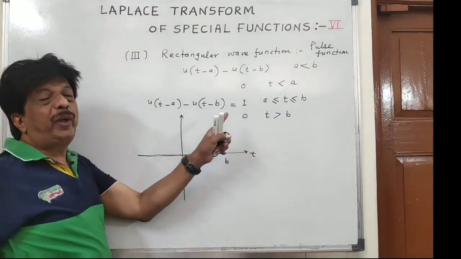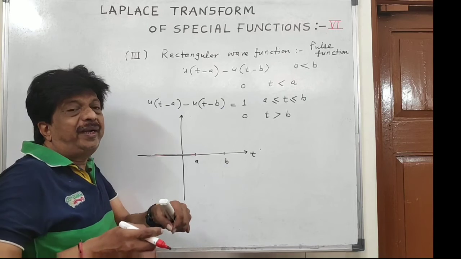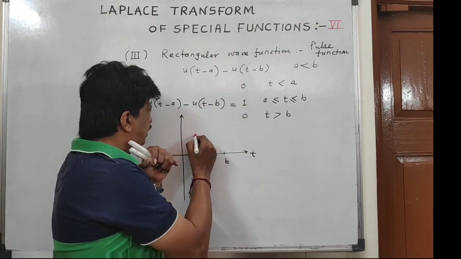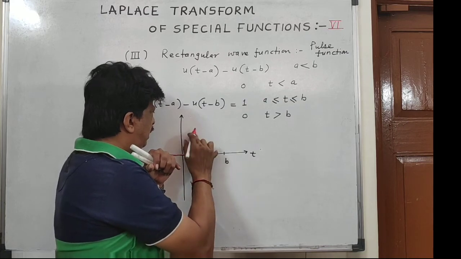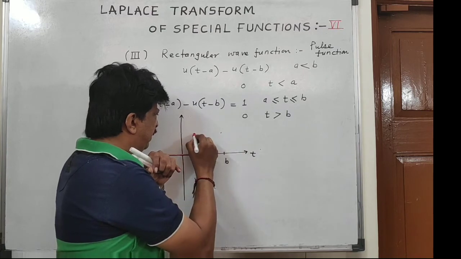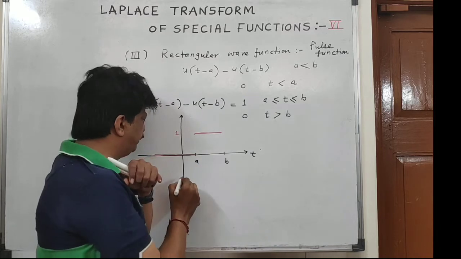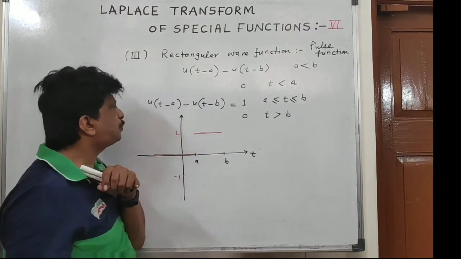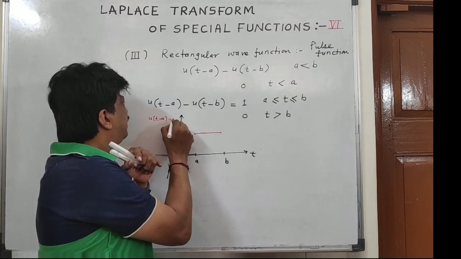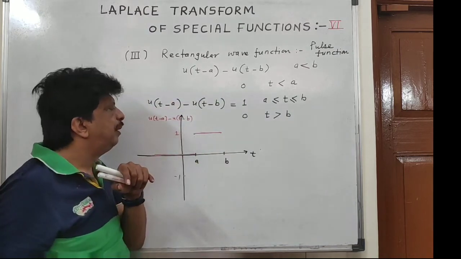Now when t lies between a and b, t is equal to a and t is equal to b, its value is 1. So from this point a to this point b, the function takes the value 1. This is the function u of t minus a minus u of t minus b.